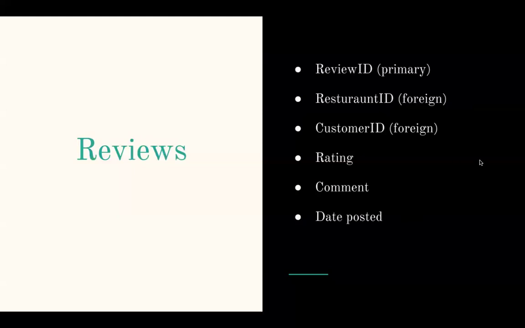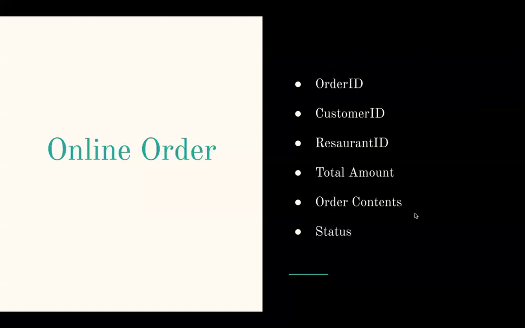And another entity is reviews. So it contains review ID, restaurant ID, customer ID, rating, comment, and date posted. And at last, the entity is online order. So order ID, customer ID, restaurant ID, total amount, order contents, and status of the order.